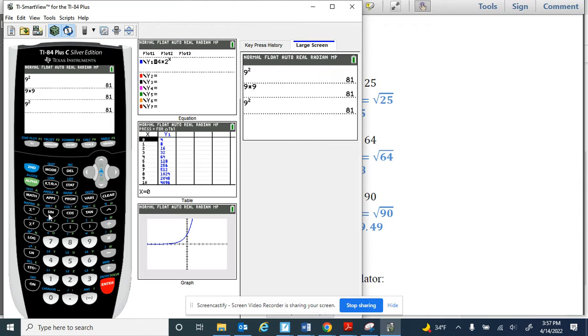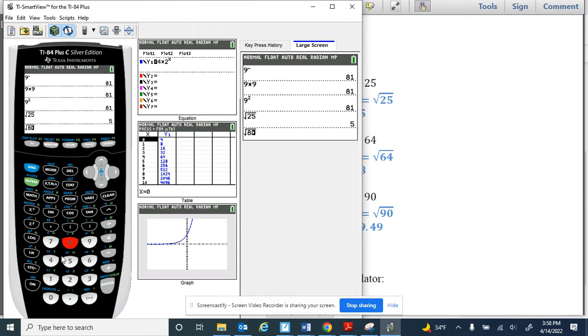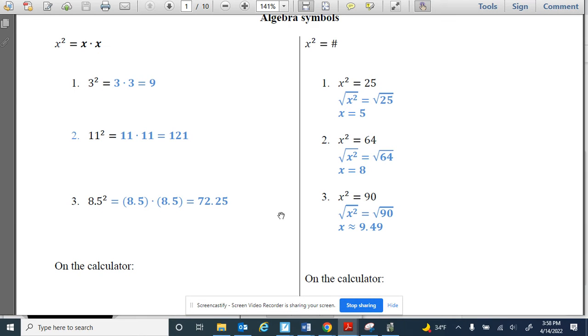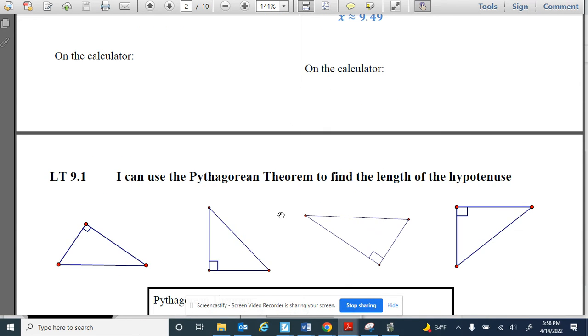So to do the square root on the calculator here, we hit second, and then right above the x squared key, you see the square root symbol. So hit the square root symbol, and then we type in our number, so the square root of 25. Or we could do like the square root of 81. So we're asking what multiplied by what gives us 81. That's 9, 9 times 9. So that's squaring and the square root.